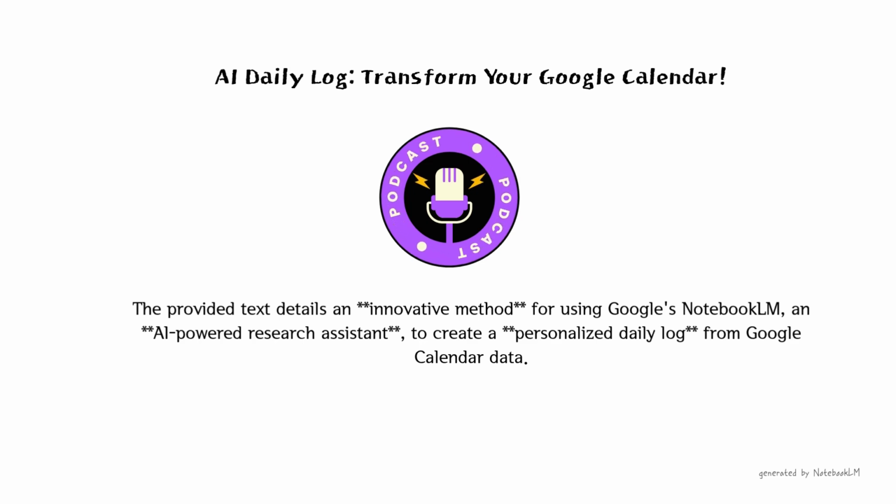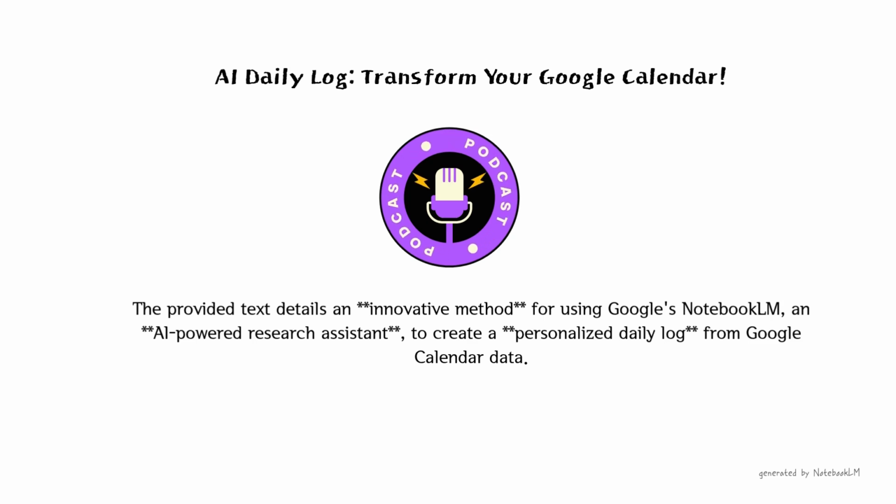How do they do it? What did they actually find out? What's the AI doing behind the scenes? And maybe most importantly, what does this all mean for productivity, self-awareness, seeing your life differently? That sounds really interesting, turning raw data into a story. But okay, first hurdle, how do you even get your calendar into an AI like Notebook LM? It doesn't just sync up, does it?